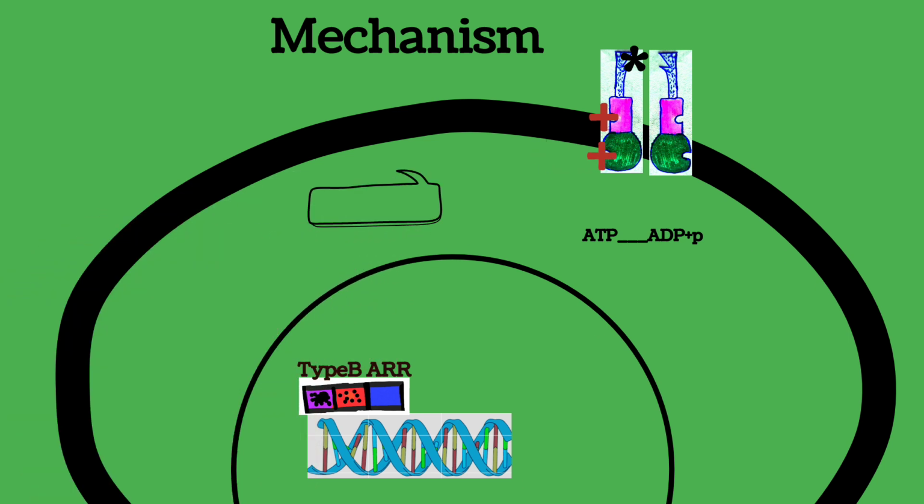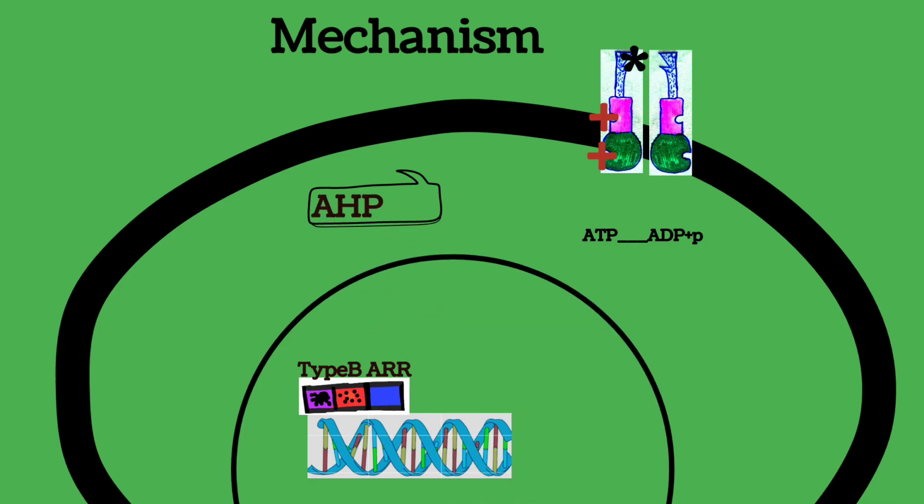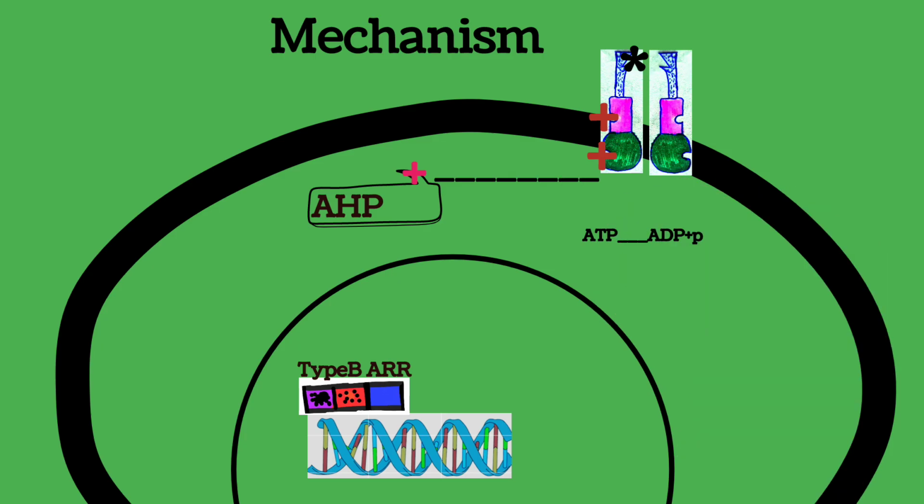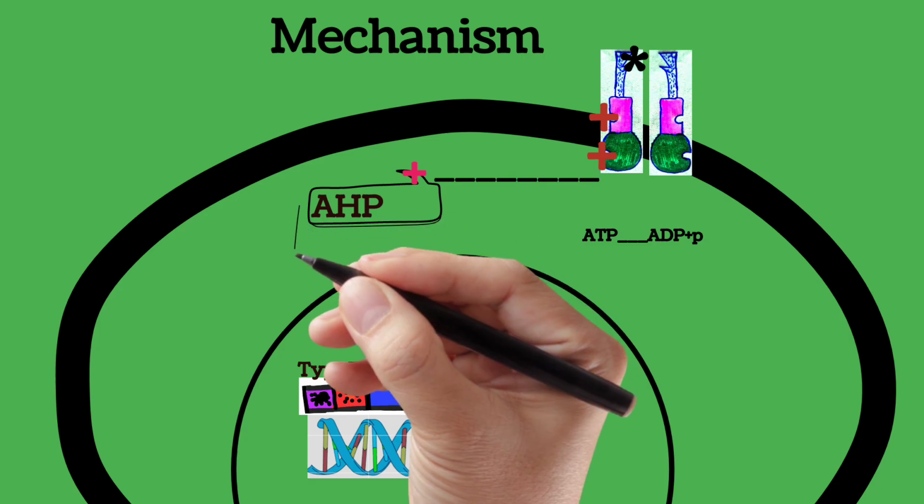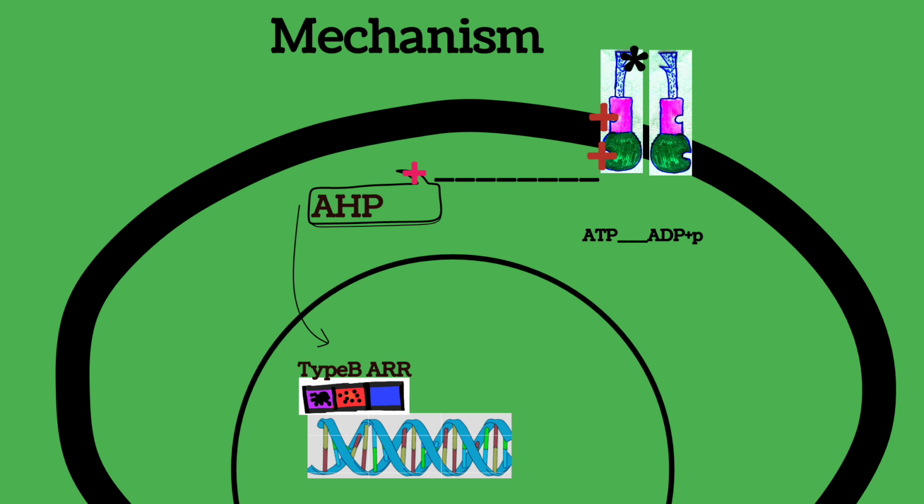Now there is one more protein, AHP protein. It is in inactive form. It gets phosphorylated by the receiver domain of the receptor. AHP receives the phosphate by means of its histidine domain. As AHP is the mediator, it translocates from the cytoplasm into the nucleus. Here AHP passes the phosphate to the aspartate residue present at the receiver domain of type B ARR. Now type B ARR gets activated and leads to transcription.